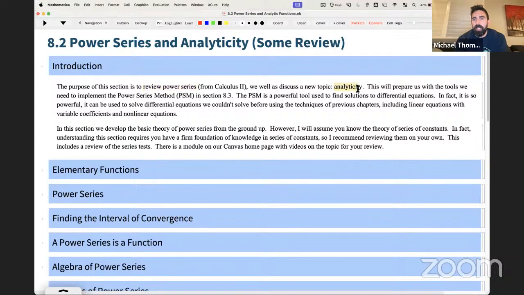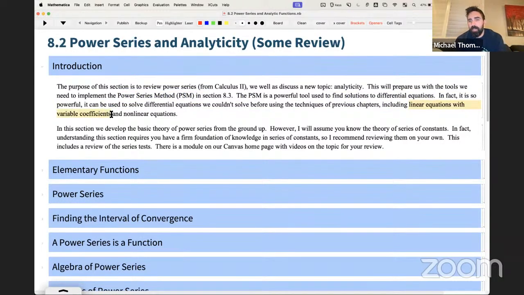So like I said, we're going to review power series from Calc 2. We're also going to talk about analyticity. The reason we're doing this is to prepare us for the power series method, also for the method of Frobenius. By the way, this will handle things that we couldn't really handle very well in the previous chapters. For example, solving linear equations with variable coefficients.